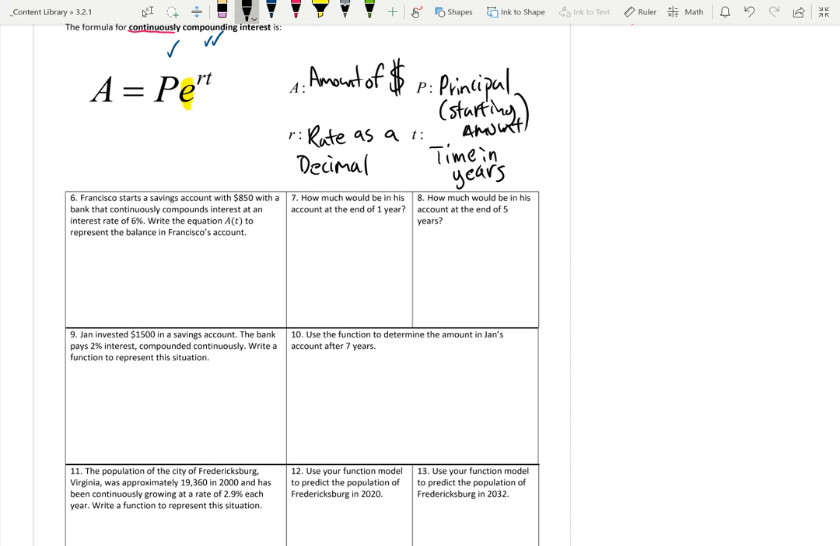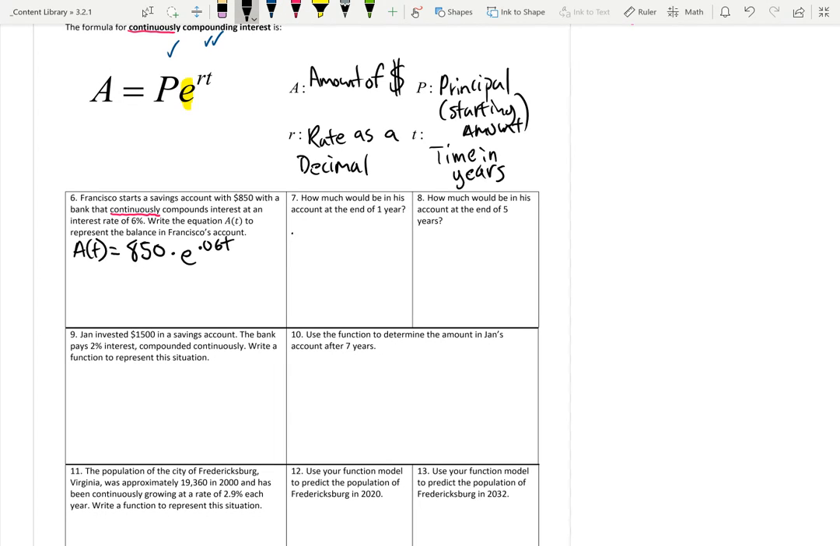So we're going to start our first formula, and it says to write an equation with A of t. Francisco is starting out with $850. He's going to multiply it by e raised to 0.06 t, for number of years. That's literally our formula. The reason I used the PERT formula was because of this word, continuously.